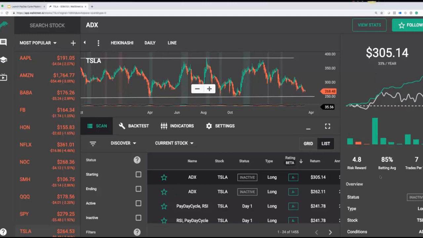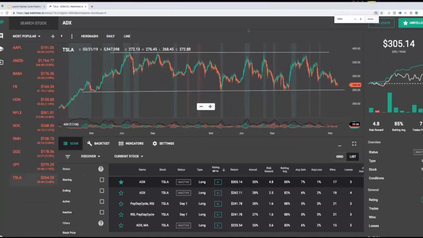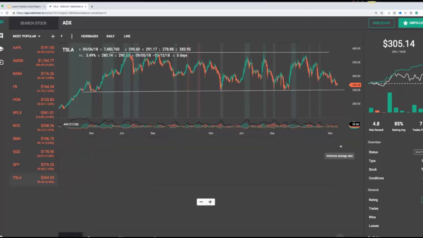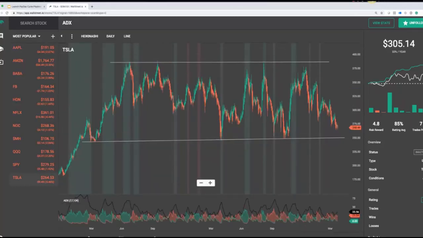Not bad. I really like this. Actually, in fact, I'm going to go ahead and follow it. And so now I'm going to get a strategy every time the Tesla strategy starts and stops. That's pretty cool. Wow, 85% batting average. Very impressed. Okay, what else do we have? Somebody have another stock?